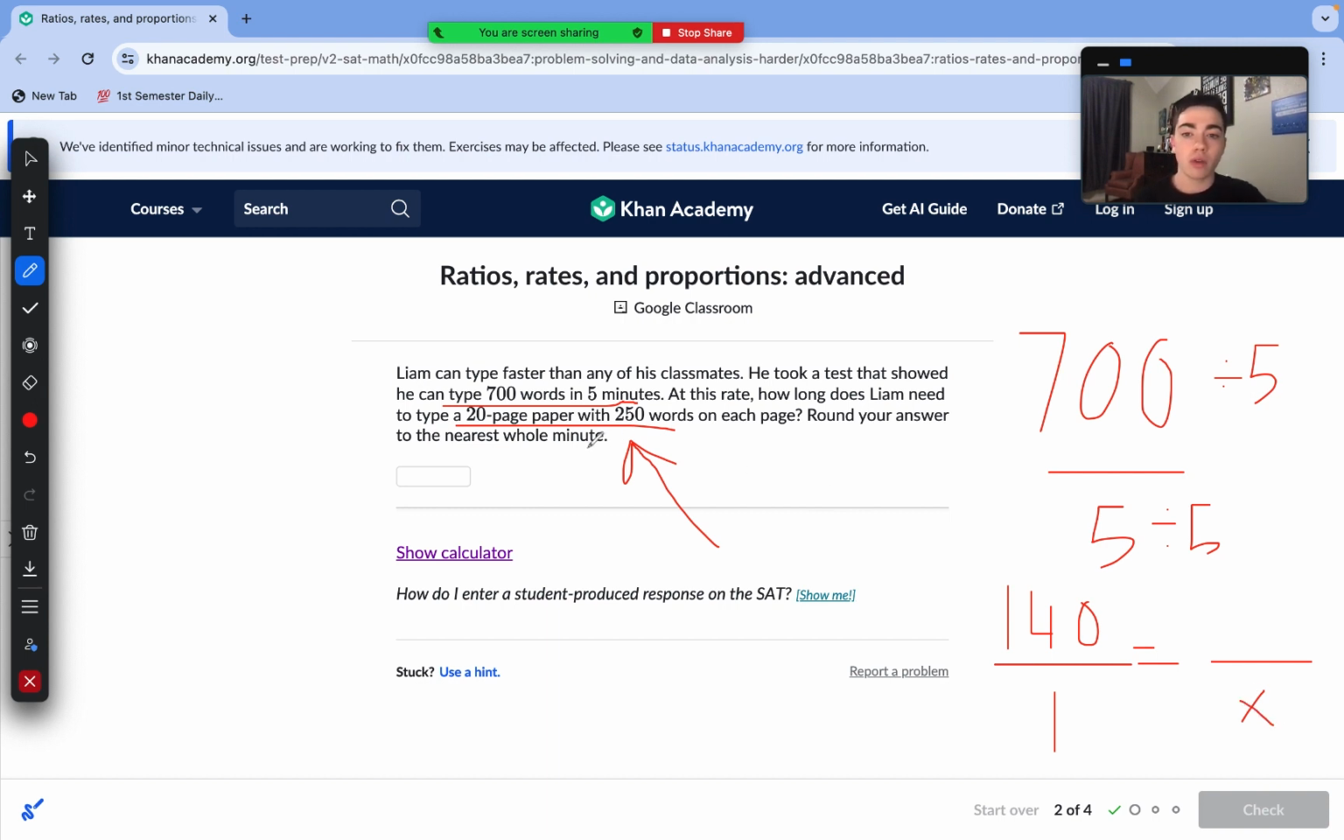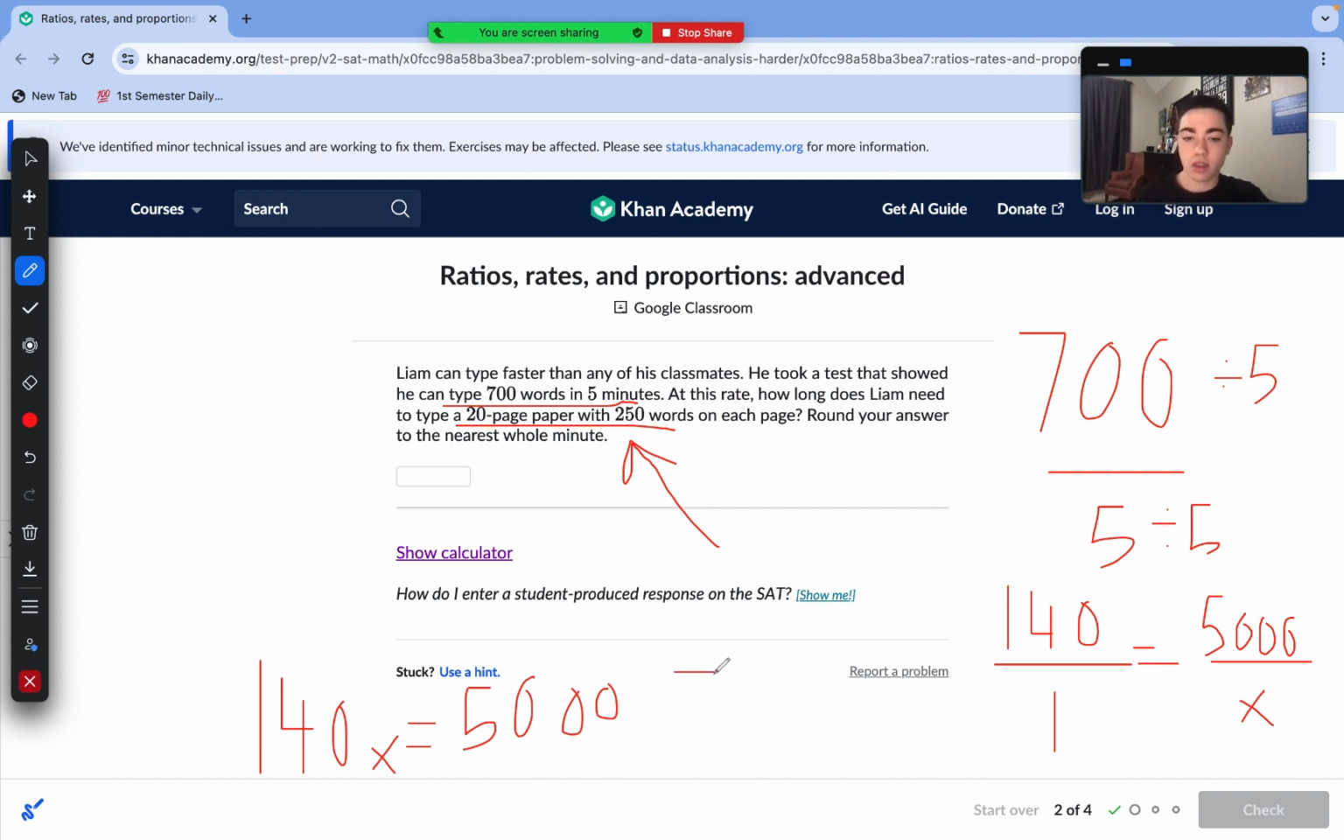How many words will there be on a 20-page paper with 250 words on each page? We need to first multiply 250 by 20. 250 times 20 is 5,000. So our numerator of that other fraction is going to be 5,000 over x. We're solving for that x value. How we solve the proportion, we first do butterfly multiplication. 140x equals 5,000, and then we go ahead and divide 5,000 by 140 to find our answer.